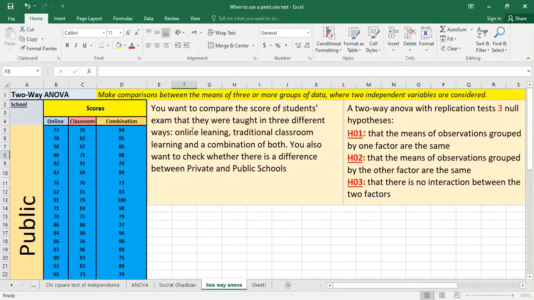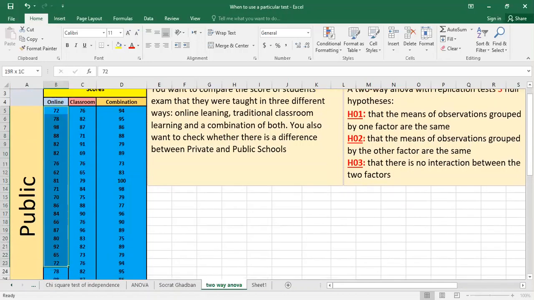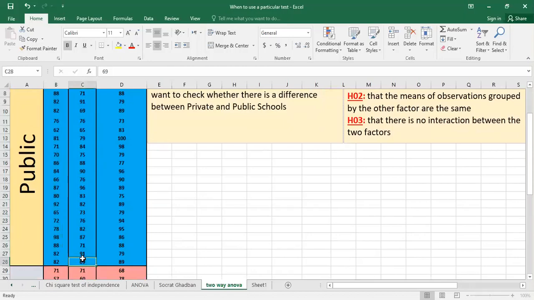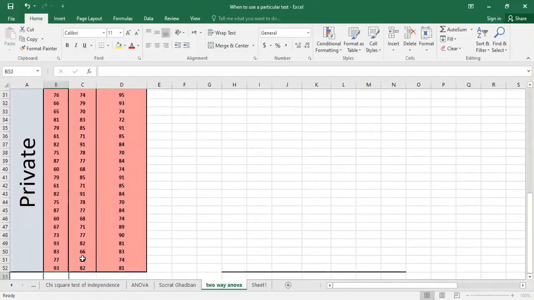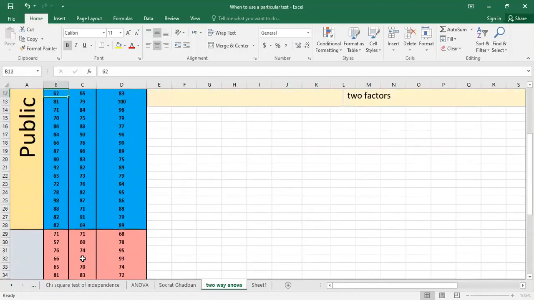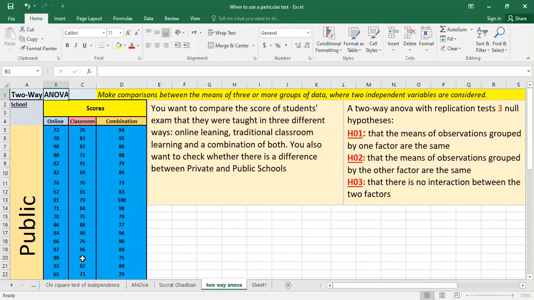Two-way ANOVA assumes that the observations within each cell are normally distributed and have equal variances. And groups must have equal sample size. So as you can see here in public, okay, we're having 24 observations for online. The same, we're having 24 observations for classroom and for combination of both. The same for private, we're having also 24 observations. And it's a condition in order to be able to run the two-way ANOVA test.